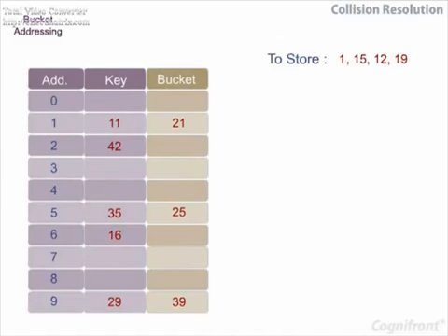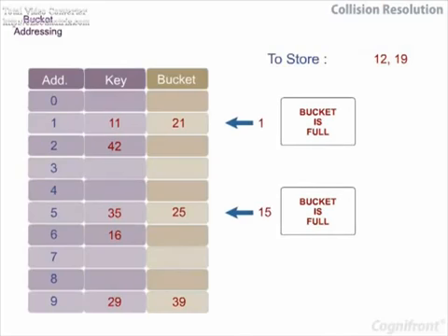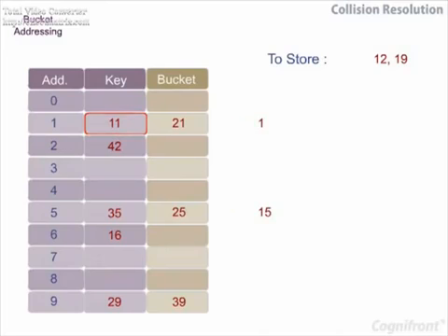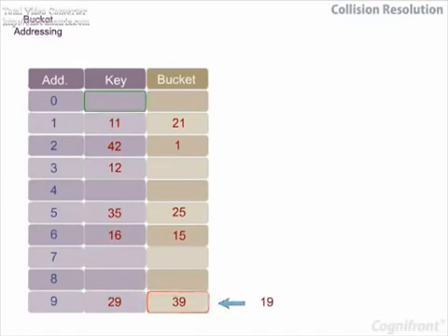Now suppose we want to store the following numbers in the table. As you can see, the bucket is already full. So, by incorporating the open addressing approach, the colliding item can be stored in the next bucket if it has an available slot, or it can be stored in some other bucket. So, this is how collisions can be resolved.